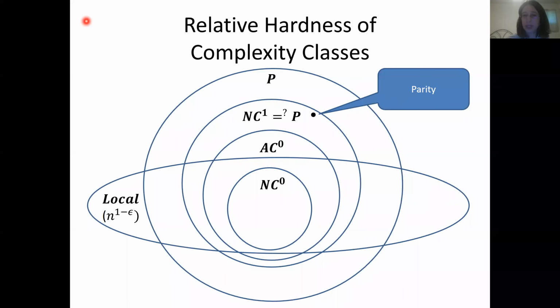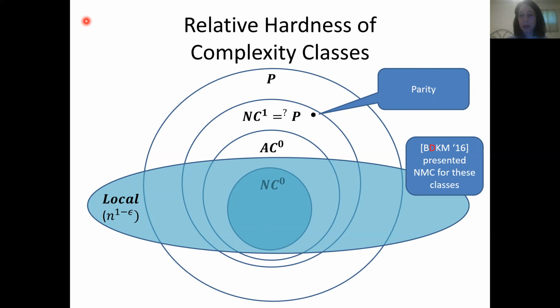And I also want to mention that for the other classes that I mentioned, AC0, NC0, and local, there is actually an explicit function in P and also in NC1, which is not contained in these classes, and that is the parity function. So given an input string of n bits, output the parity of that string, that problem is outside of AC0, NC0, and local. So this gives us hope to be able to construct non-malleable codes for these classes.